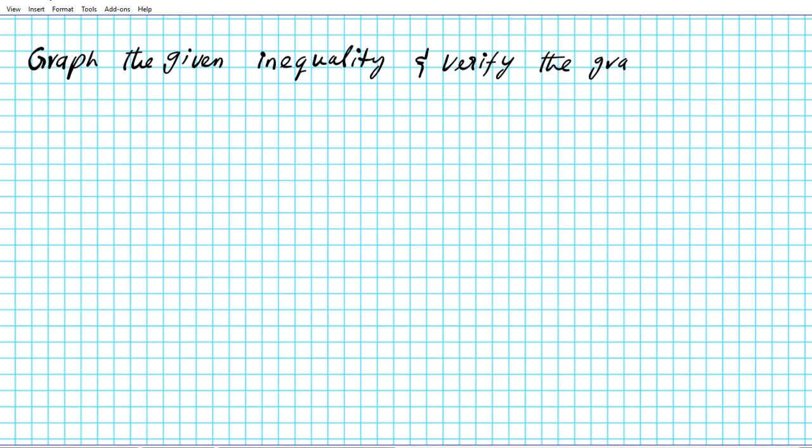We are to graph the given inequality and verify the graph with a graphing utility. Okay, we're going to be using a calculator to verify the accuracy of our graphs, and we'll also make use of Desmos, a computer-based graphing program.